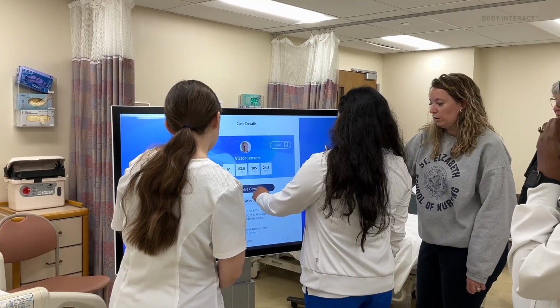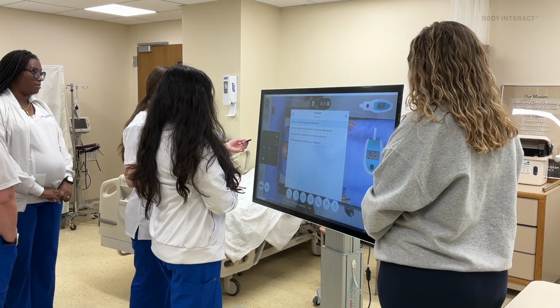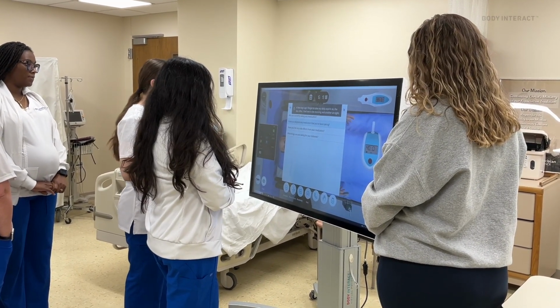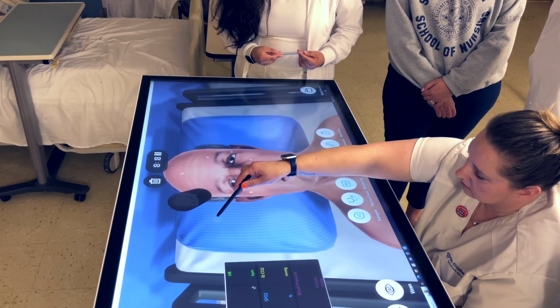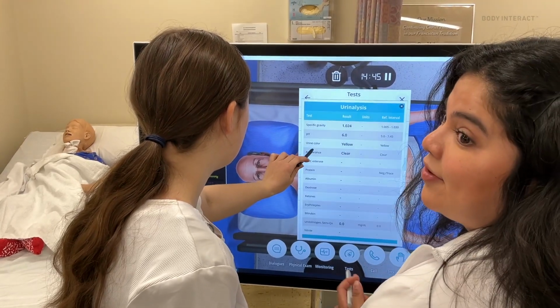So instead of just doing a really two-dimensional case study on paper, I'll pull up the Body Interact on the screen in the front of the room and have the students kind of drive the scenario and have them make the choices and the interventions and see what happens with the patient so that they get a really accurate representation of, if we gave that medication, how would the patient actually respond?